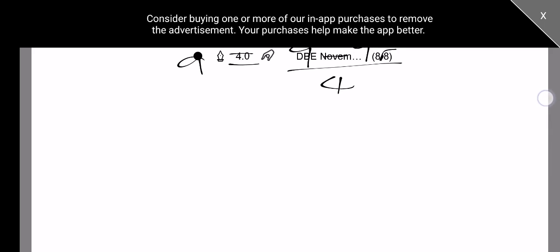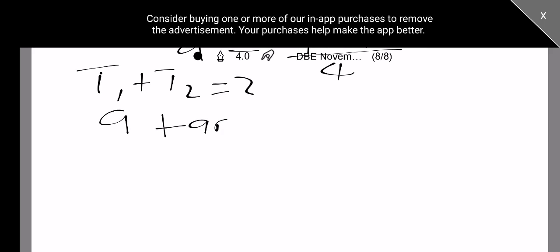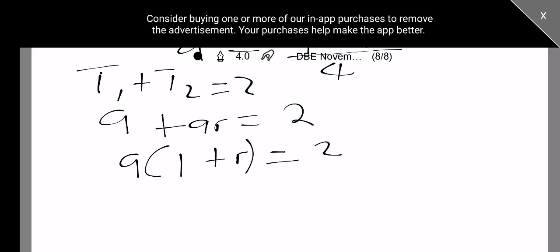Or we can say that a, from T1 plus T2 equals 2. T1 is a, T2 is ar. These are geometric sequences. So a plus ar is going to be equal to 2. Now take out the common factor of a, which leaves us with a times 1 plus r in the brackets equals 2. Now if you divide by 1 plus r, we're left with a equals 2 over 1 plus r.